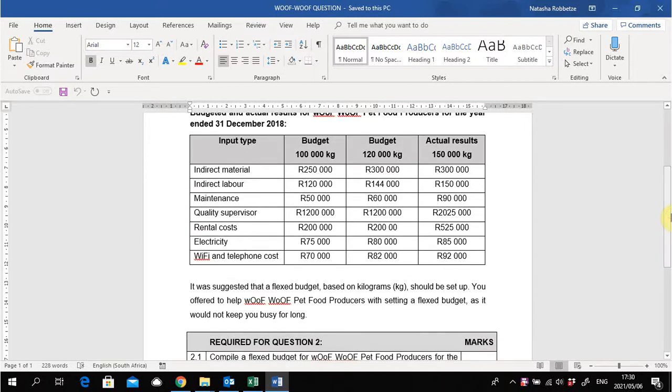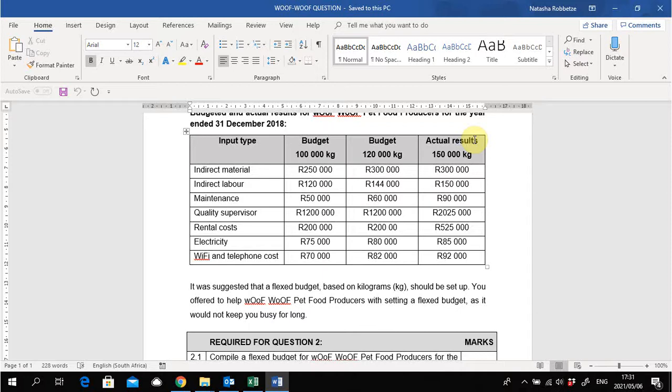There they've given you a list of costs, they've given you two budget levels and an actual result. So for the actual result, they produced 150,000 kilograms of dog food. So the first thing that we need to do in terms of a performance report is find out, is this a variable cost, is it a fixed cost, or is it a mixed cost?